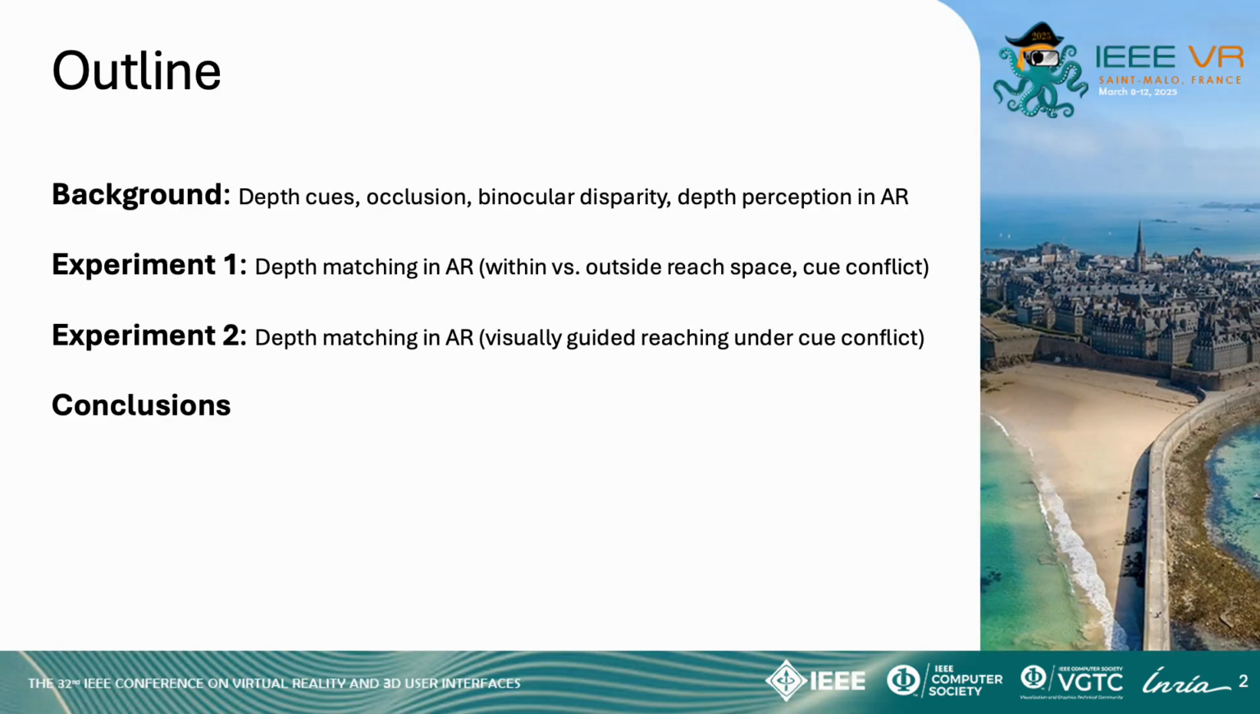Today I'll be discussing how depth perception is impacted by cue conflicts in augmented reality, focusing on depth cues like occlusion and binocular disparity. Then we'll go through two experiments. The first examines depth matching in AR under cue conflict, comparing within and outside reach space. The second extends this by incorporating visually guided reaching. Finally, I'll summarize key findings and their implications for AR depth perception.